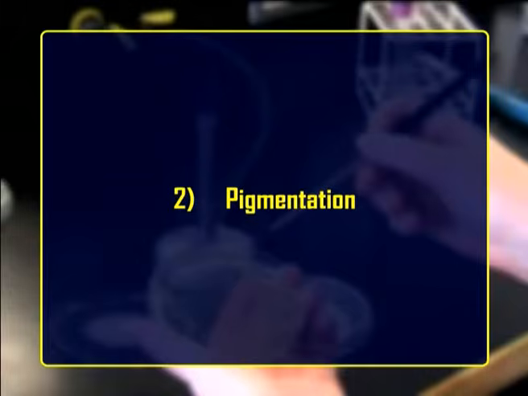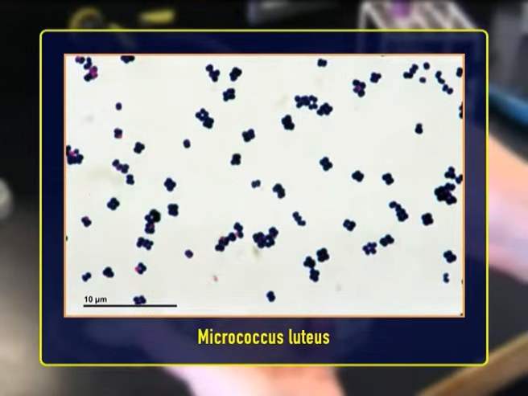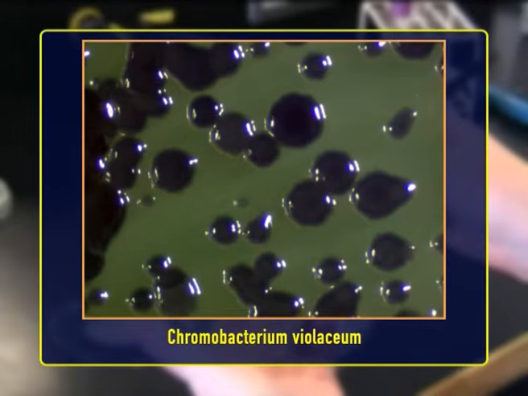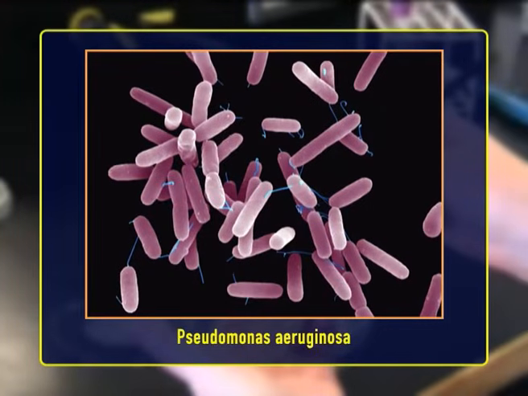Second is pigmentation, a cultural characteristic in nutrient agar plates, that is, the color of the colony. Some bacterial cells are pigmented, as in some Micrococcus luteus and Chromobacterium violaceum. Some bacteria like Pseudomonas aeruginosa produce a water-soluble pigment that diffuses into the agar.